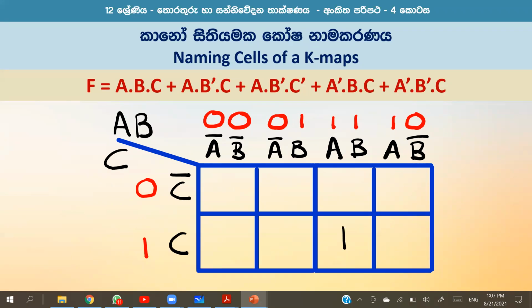ABC comes over here. Then AB bar C. AB bar C comes over here. Then AB bar C bar. AB bar C bar comes over here. Then A bar BC. A bar BC is over here. Then A bar B bar C. That means over here. So there are five terms. We got five ones. Rest of the things are not filled with ones. So we put zeros in every area.